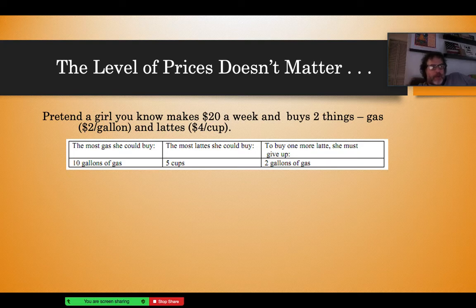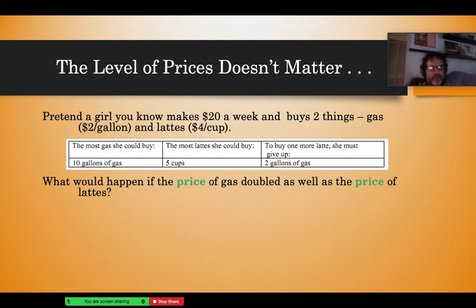So if she spent all her money on gas, and this is not comparative advantage, I know we're talking about spending, this has nothing to do with that. I was looking at it earlier and I thought, it kind of looks like that, but it's not, right? So she can buy 10 gallons of gas, or she can buy five lattes, right? And if she's going to get a latte, she gives up 2 gallons of gas. That's not what's really super important about this. So let's think about what happens.